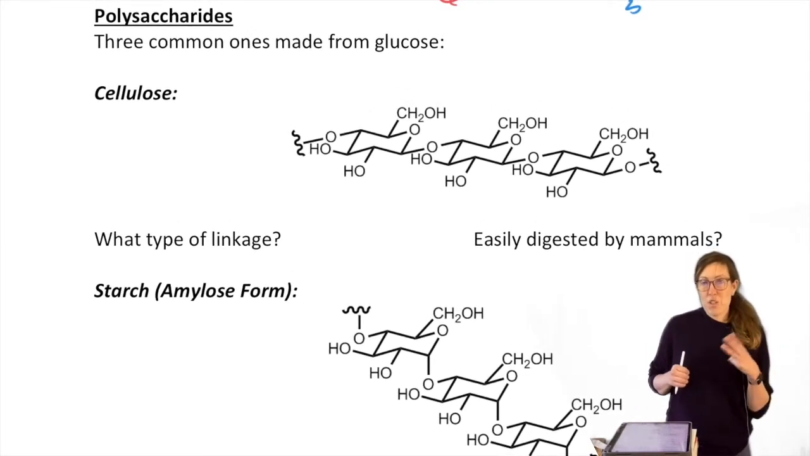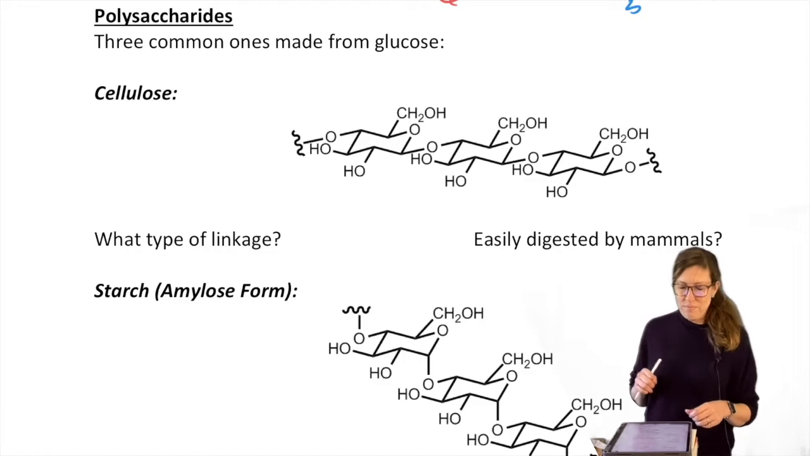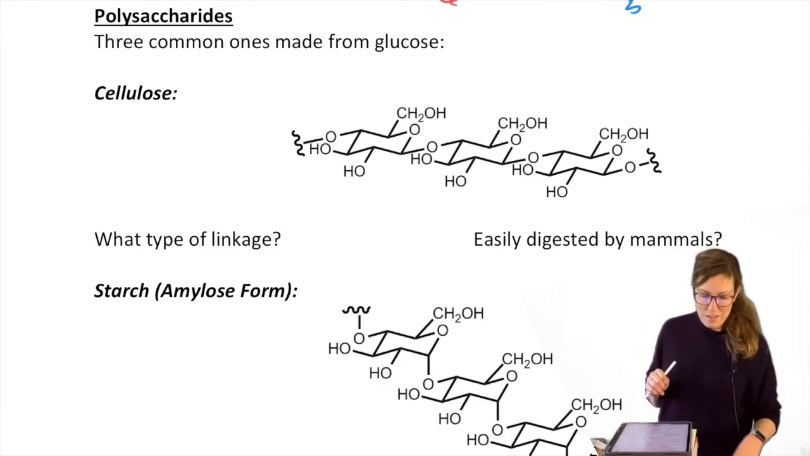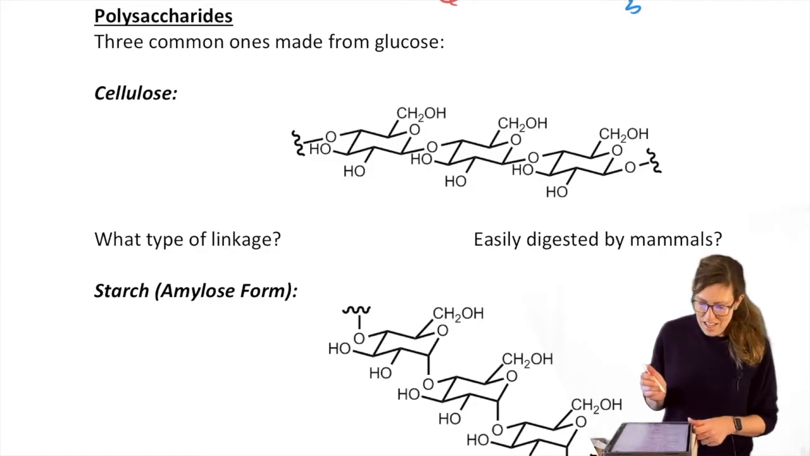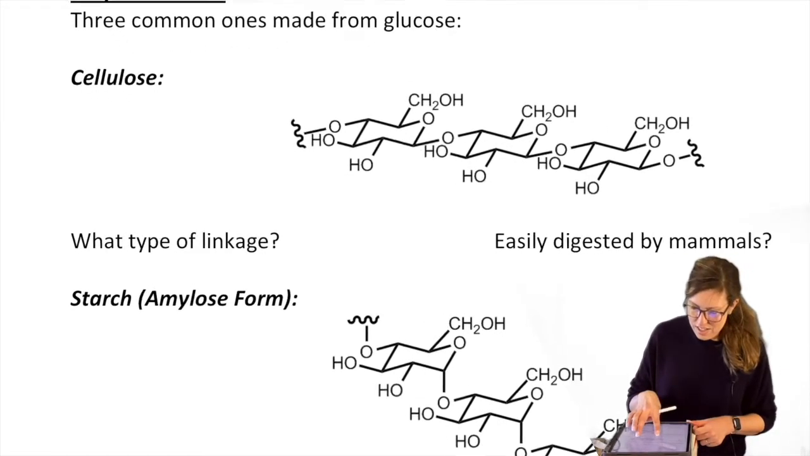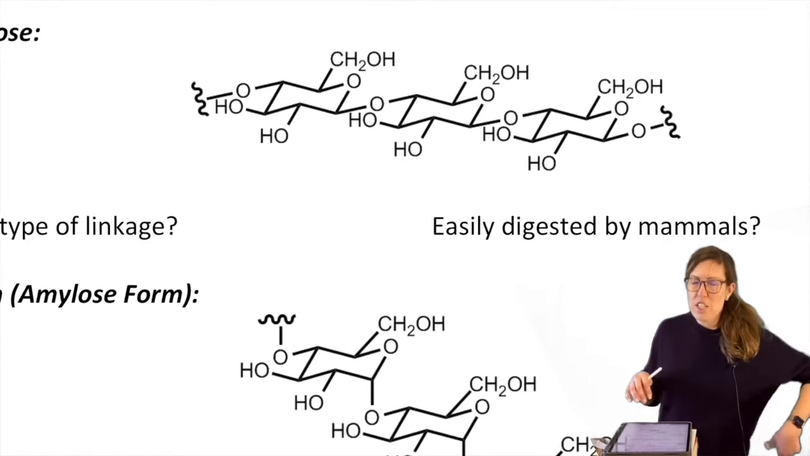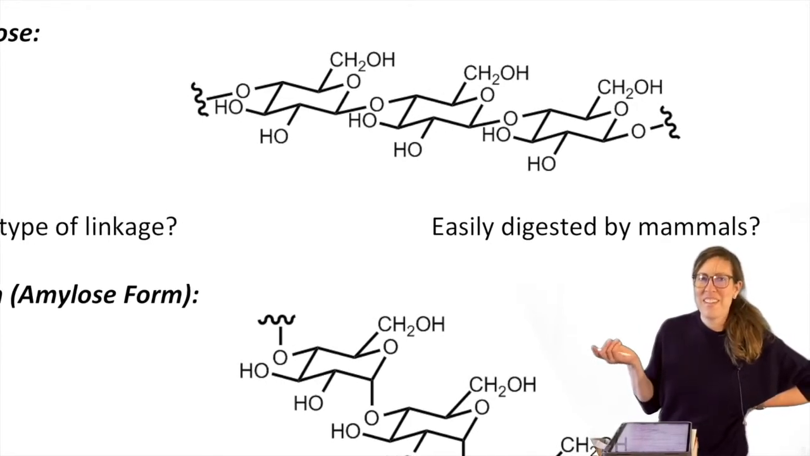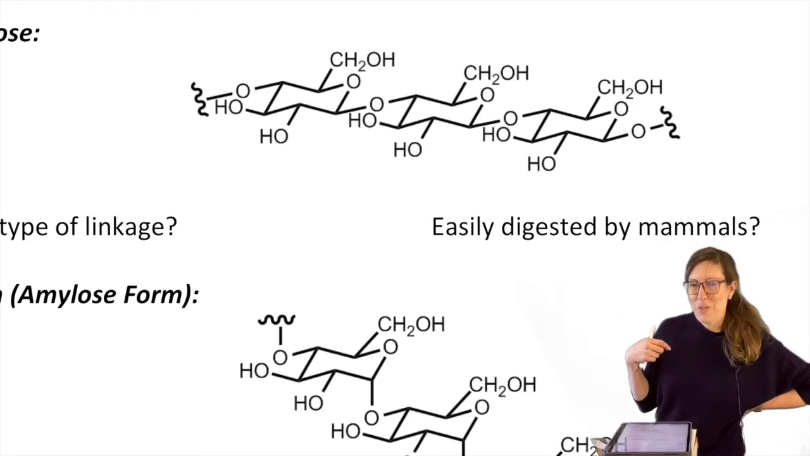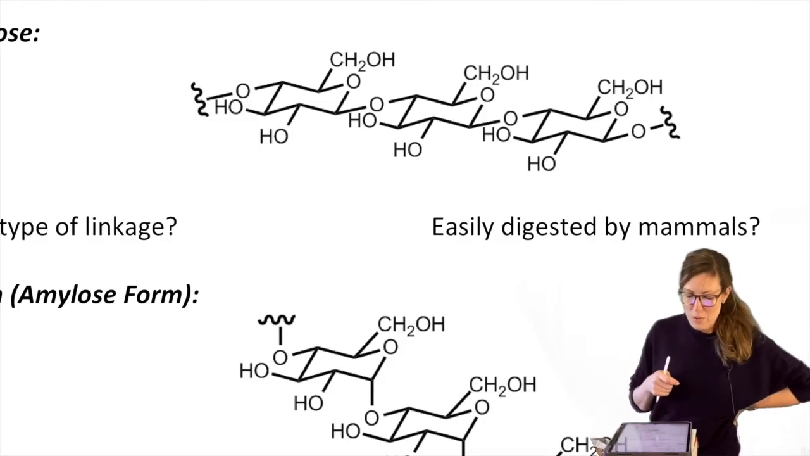There are 3 super common ones made from glucose. Cellulose. You might have heard of cellulose in wood, right? Now let's take a look at it. Is it easily digestible by mammals? Well, you know wood's not. Why? We have to look at the structure and understand why.